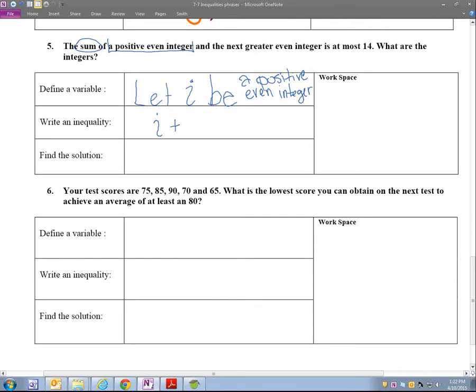Now we have to look at the next greater even integer. So the next greater one is going to be I plus 2. And what we found out is, you don't have to write this. So let's say that the even integer is 2. The next even integer is going to be 4. So if 2 was I, that means that the next even integer is going to be I plus 2 because it's every other one. So even if 286 was our I, the next one is going to be 288, which is 286 plus 2.